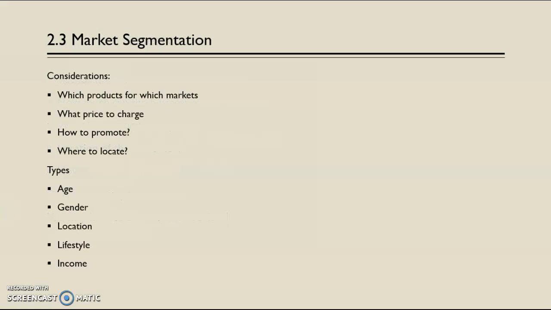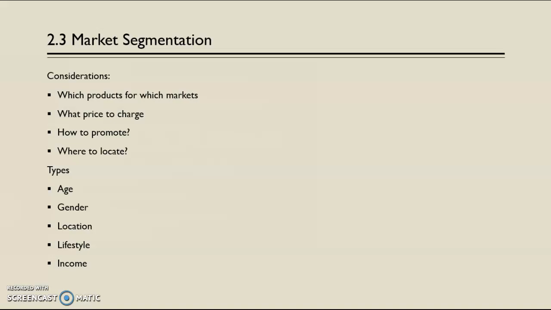You've then got market segmentation. So think about these considerations when it comes to how you want to segment the market. So you could think about which products for which markets. How are you going to choose which products you're going to do? You might think about what prices you're trying to charge. You're going to charge different prices to older and younger customers. You might be thinking about how you're going to promote to certain people. Again, younger customers more receptive to social media and online presence. And you might be thinking about where to locate to make sure that you can get to your market segment.